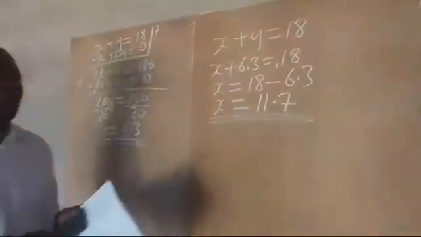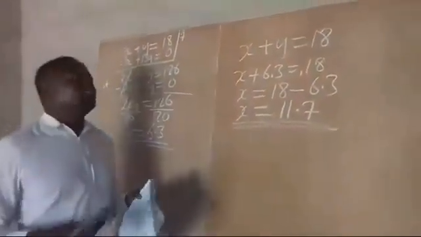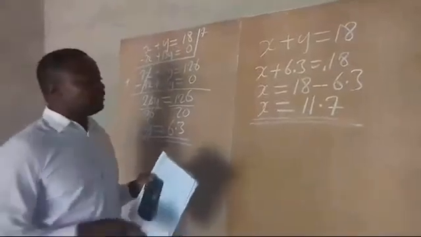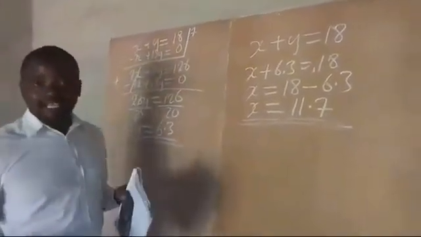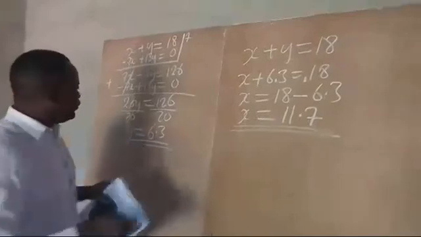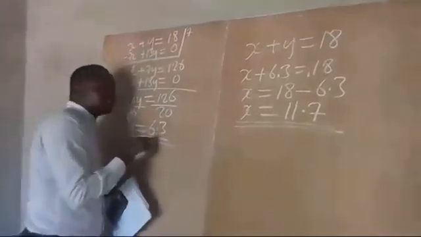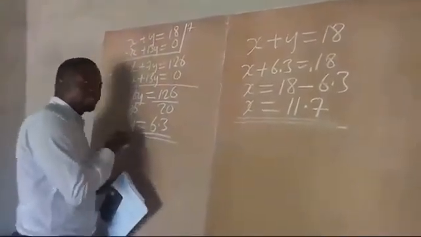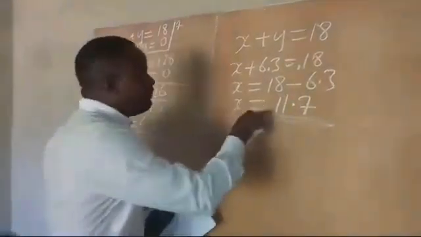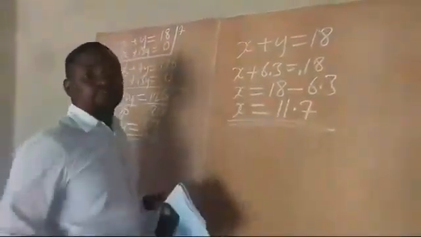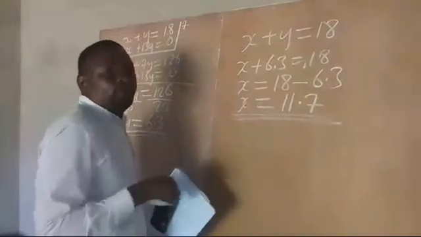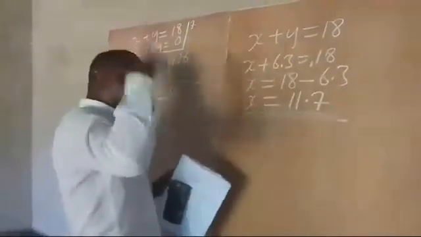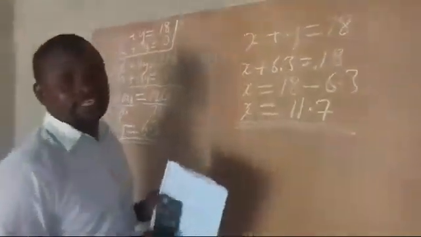So can you see that the answers are correlating? The ones that we solved using the substitution method and the one that we have used the Lagrange multiplier. We got 6.3 when we used substitution as the value for y, and we got 11.7 as the value for x. So we have proved that what we did using the substitution method is the right thing.